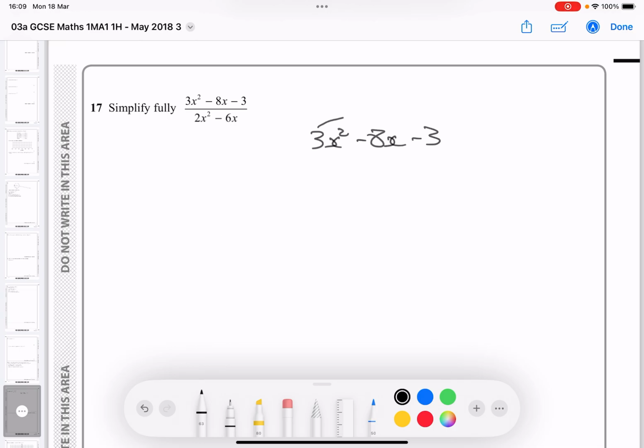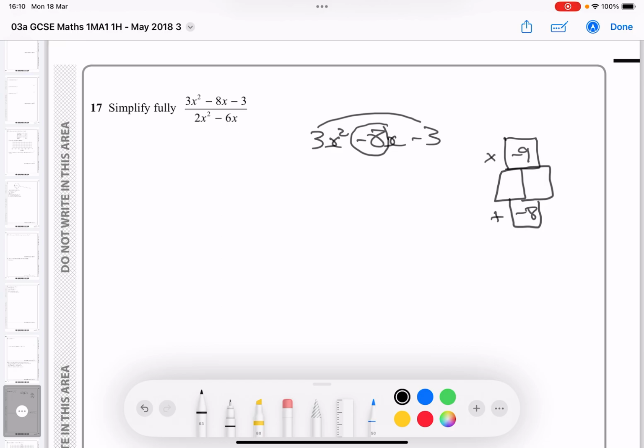The system that I use is to split the middle term. I do 3 times -3, which is -9. So I'm looking for two factors of -9, i.e. two numbers that multiply together to make it, and I'm also looking for those two factors to add to make -8.